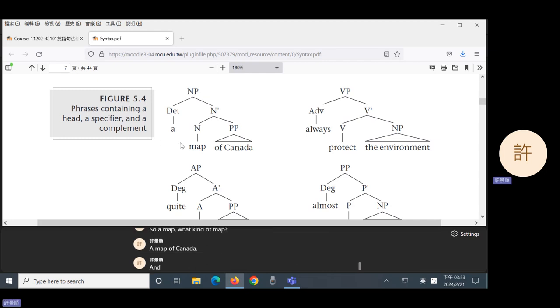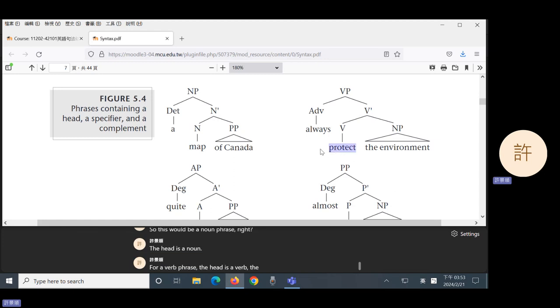And you know that it is a map you have not mentioned before because it says a map, not the map, not my map. It's a random map of Canada. Why Canada? Because this textbook was written in Canada. So this would be a noun phrase, right? The head is a noun. For a verb phrase, the head is a verb.